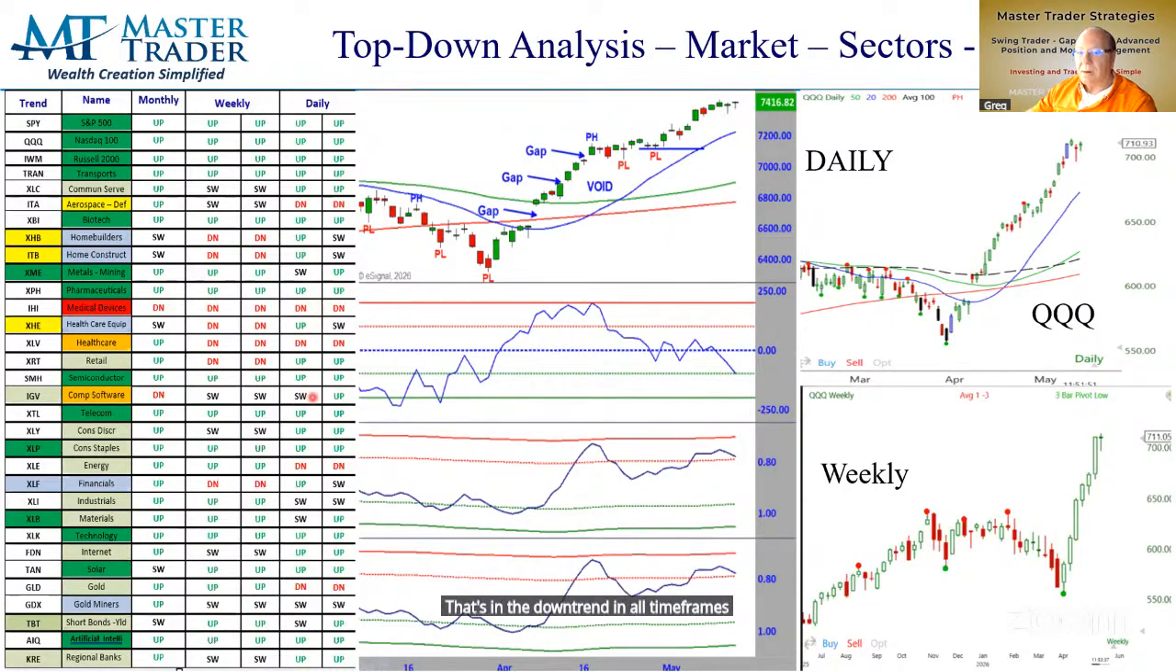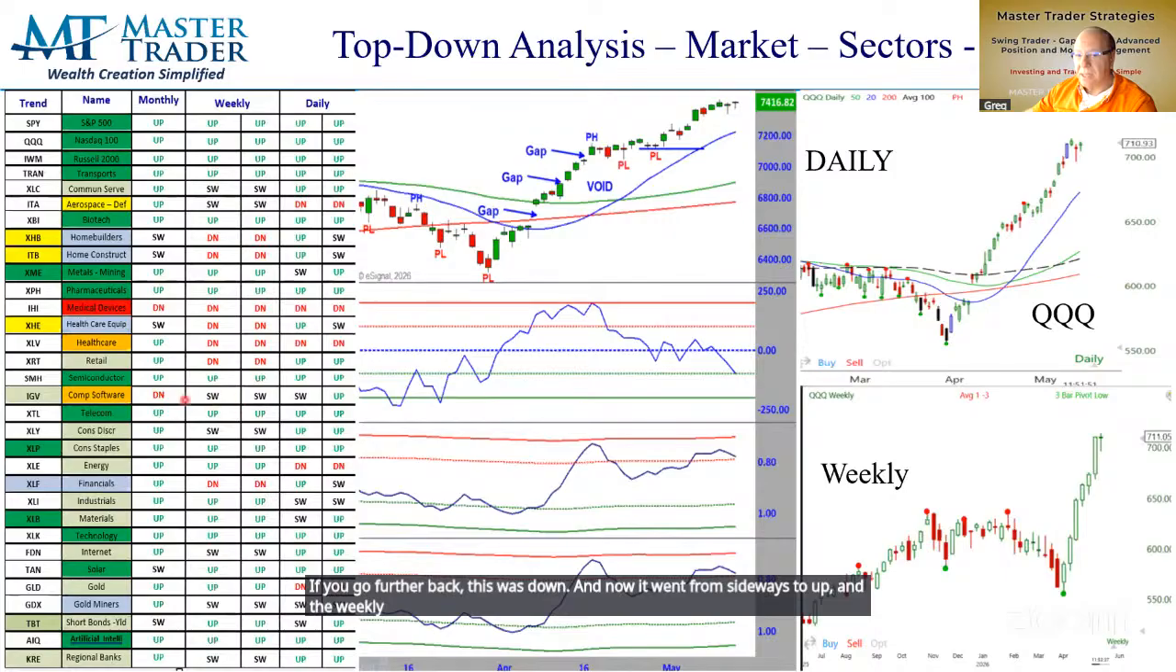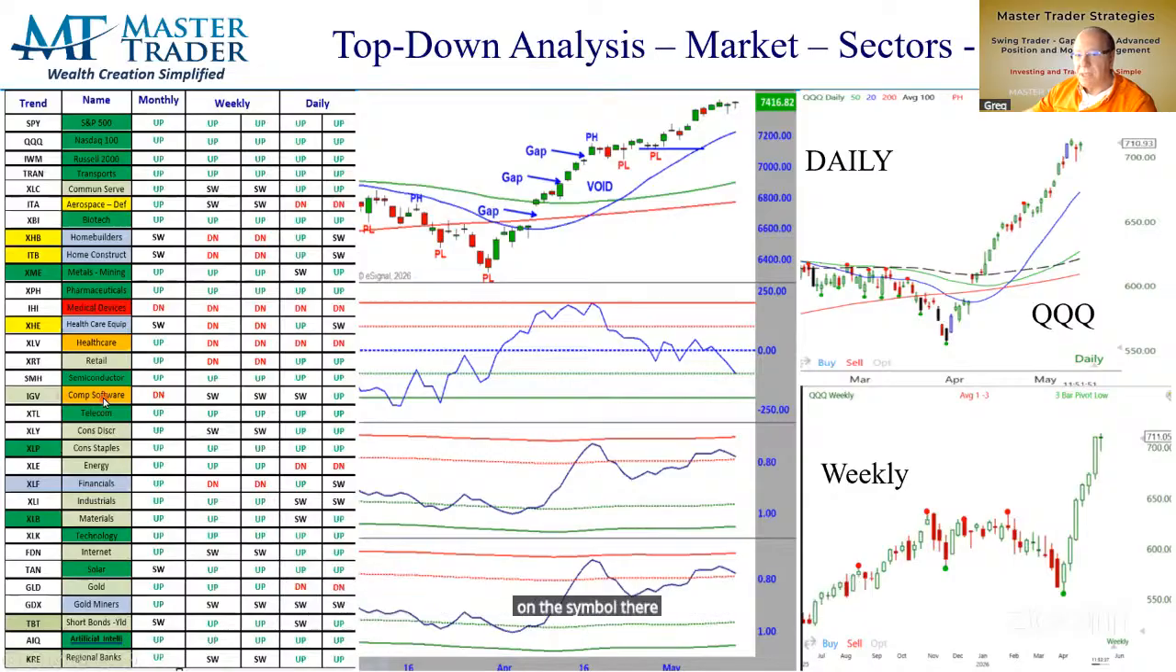But look at software. This was down. If you go further back, this was down. And now it went from sideways to up. In the weekly, these are still sideways. So it's improving. You see the green on the symbol there. So there's the name of the sector, and that's the symbol. It's improving. Over here, we saw healthcare was getting more cautious.